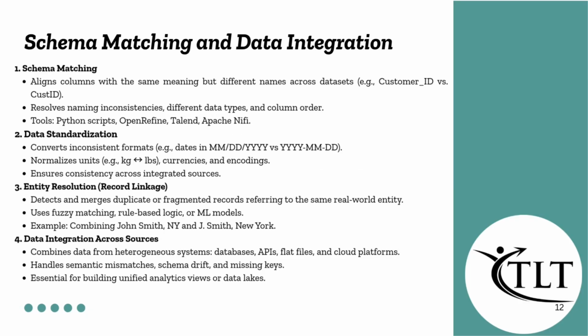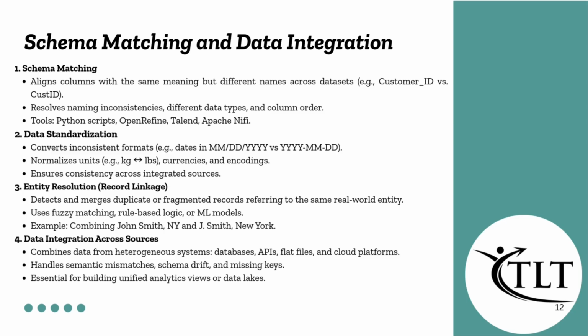Now I will be talking about schema matching and data integration, which are crucial steps in big data cleaning and preparation. So first is schema matching. Schema matching aligns columns with the same meaning but different names across datasets. For example, one dataset may have a column named customer ID, while another one uses cust ID. And schema matching basically helps resolve these naming inconsistencies with different data types and variations in column order so we can combine the data sets accurately.